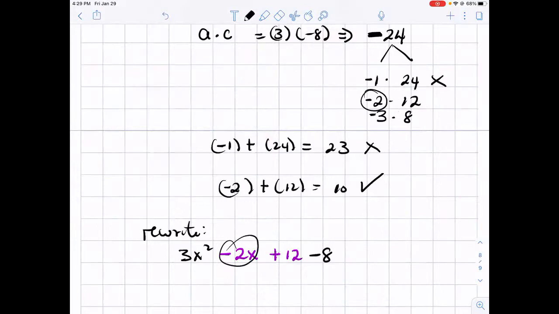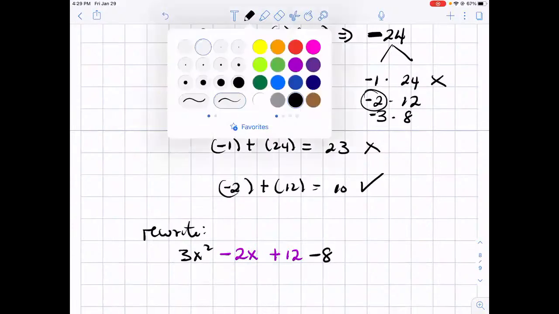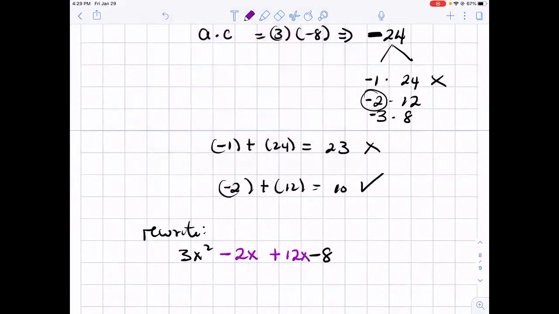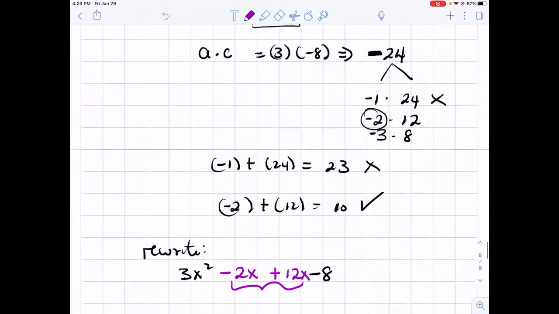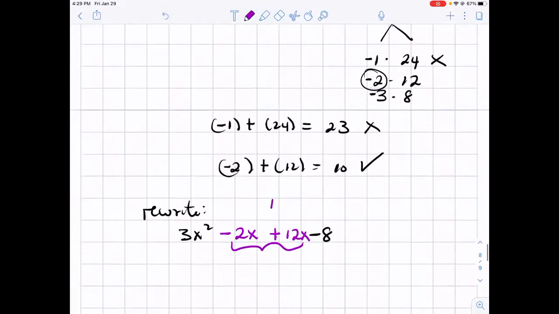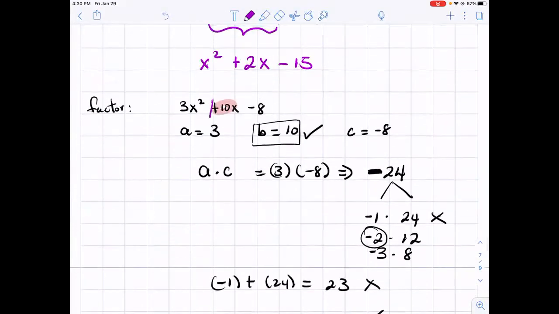And notice also I left out my x here. This should be an x, right? Because when you combine these two, you must get back positive 10x. We want to make sure we get back that middle.